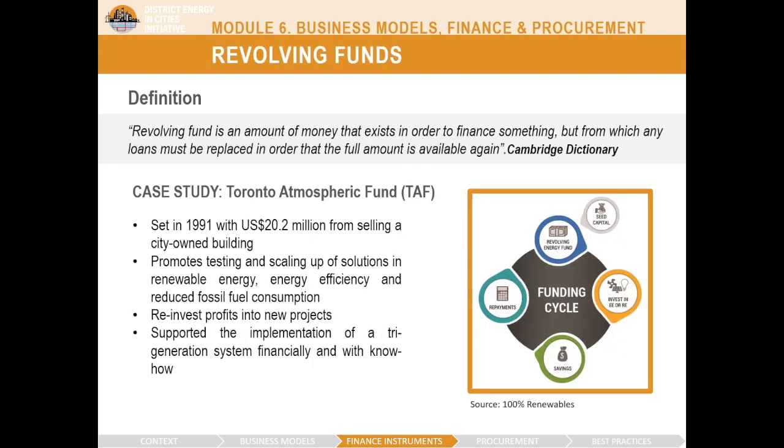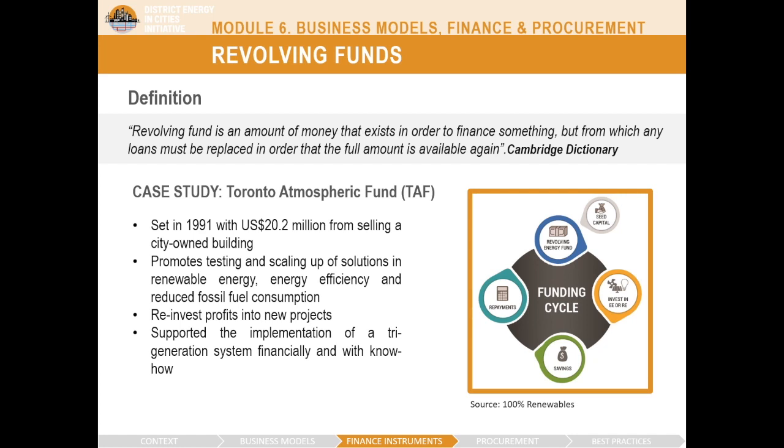Revolving funds. An amount of money that exists in order to finance something but from which any loans must be replaced in order that the full amount is available again. Revolving funds have been used to support both government and non-profit operations. An example for a city that implemented the revolving fund concept is Toronto.